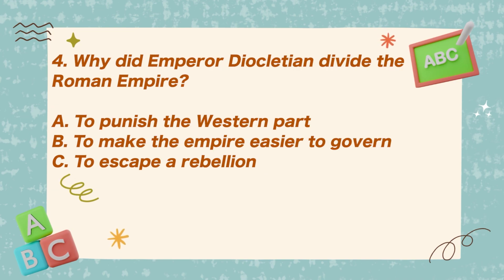4. Why did Emperor Diocletian divide the Roman Empire? A. To punish the western part. B. To make the empire easier to govern. C. To escape a rebellion. Correct answer: B.